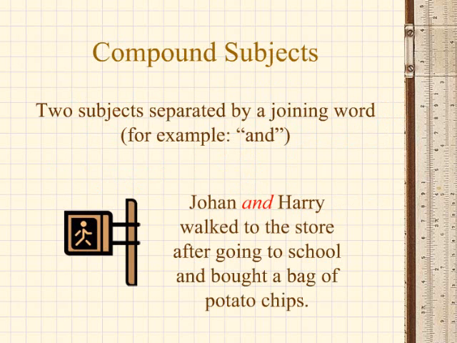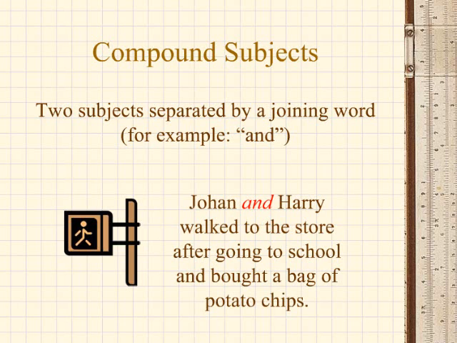People also get confused about subject-verb agreement when they're dealing with compound subjects. A compound subject is two subjects separated by a joining word such as and. Take a look at this example. Johan and Harry walk to the store after going to school and buy a bag of potato chips. The sentence above has two subjects joined by the word and. The first subject is Johan, and the second subject is Harry.